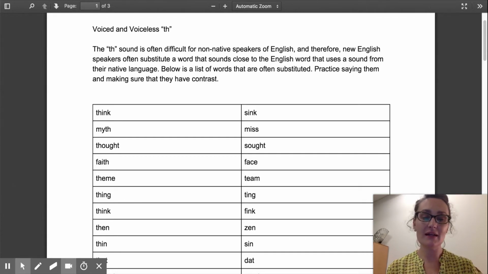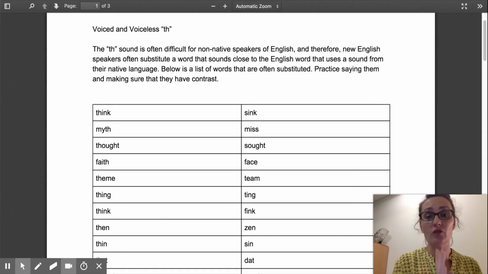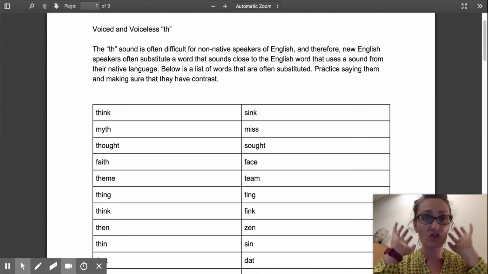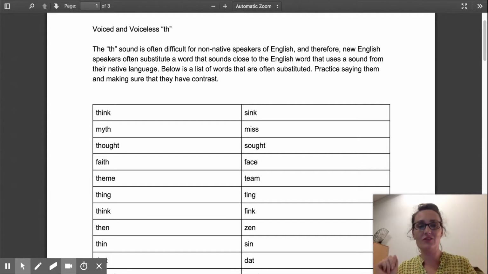But beside it is a word that is commonly substituted for that word with the TH because maybe the speaker cannot say the TH sound. So what the English speaker hears is the word on the right. The word on the left is the word that the speaker wants to say. The word on the right is what oftentimes the speaker does say and what the English speaker hears. Got it? Let's get started.